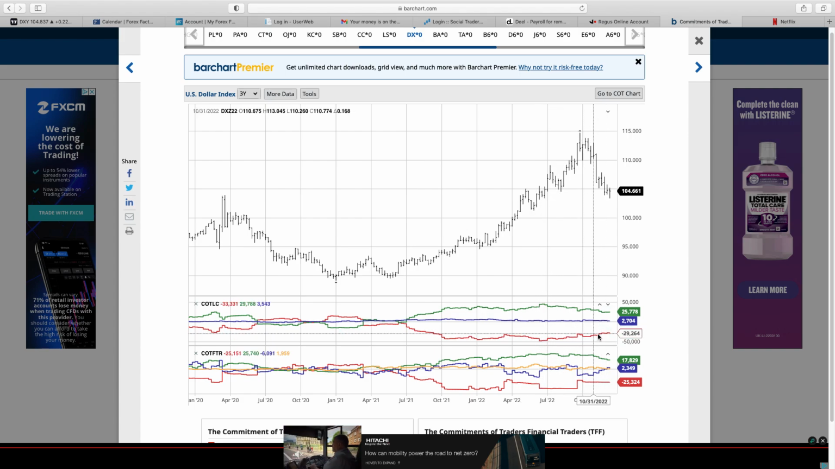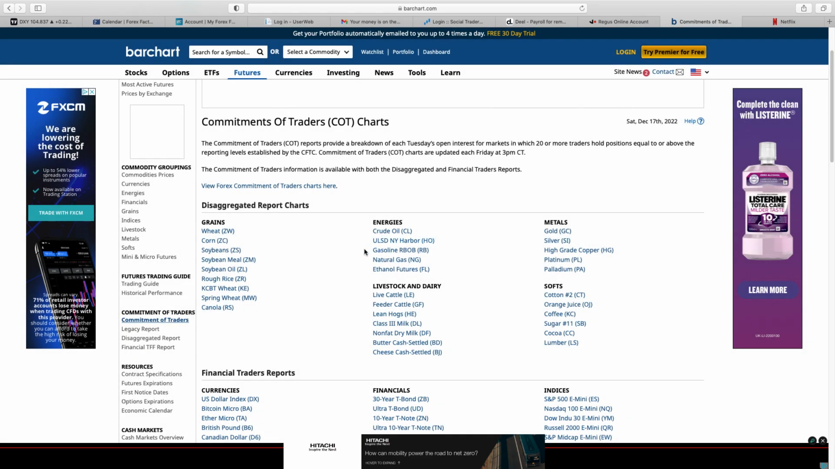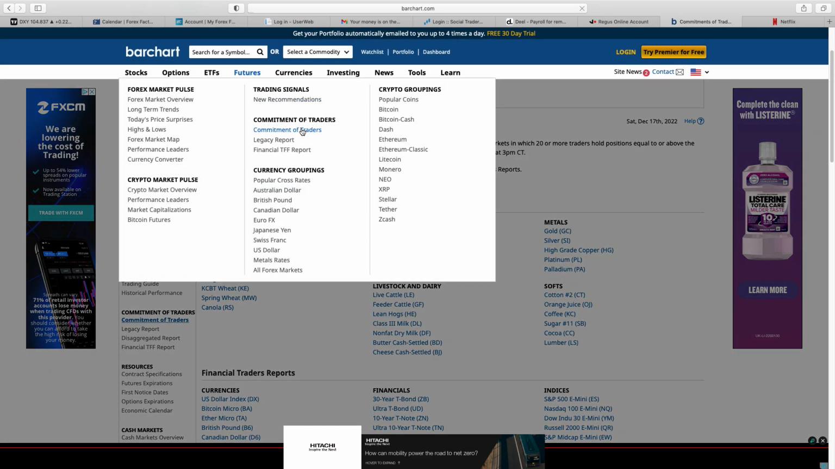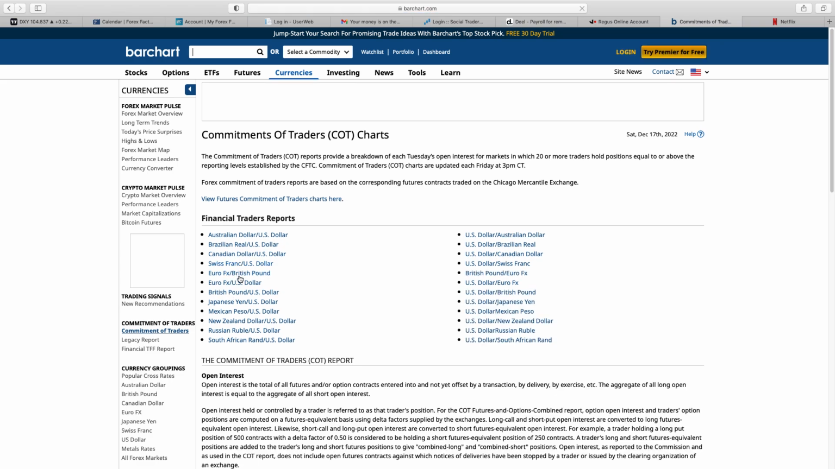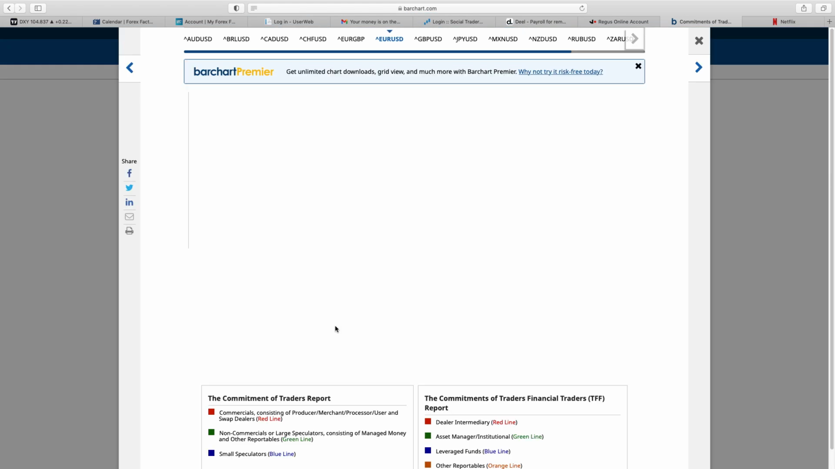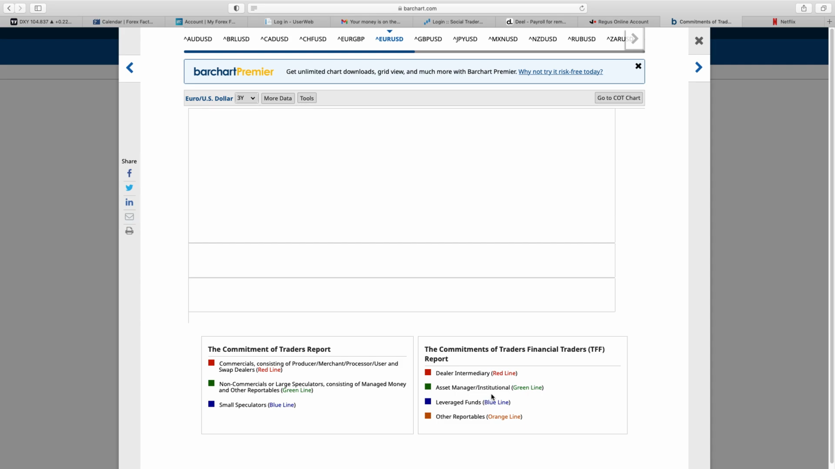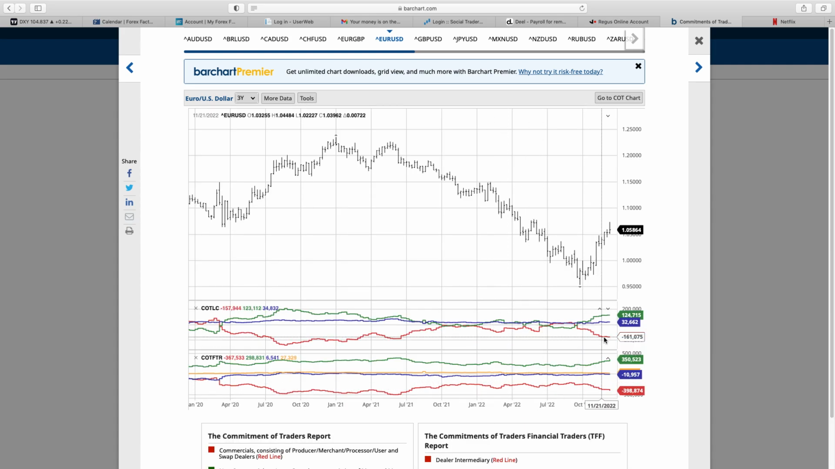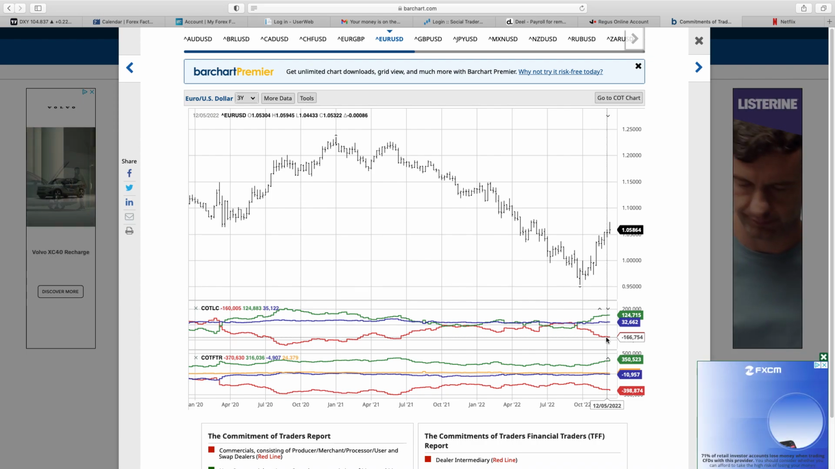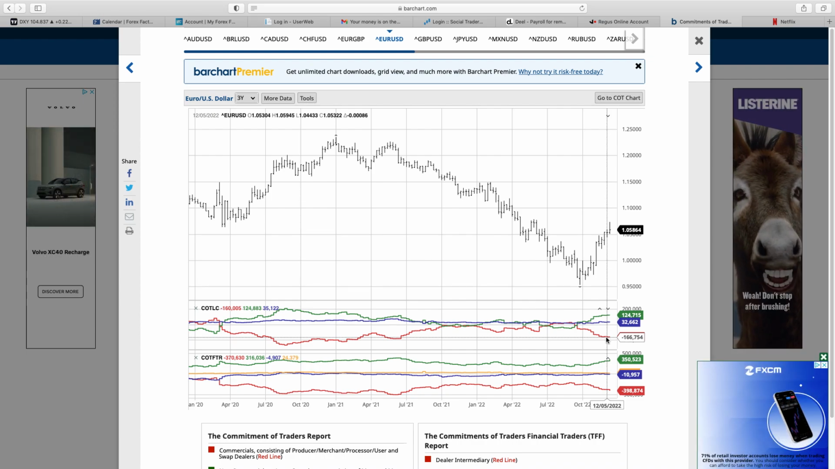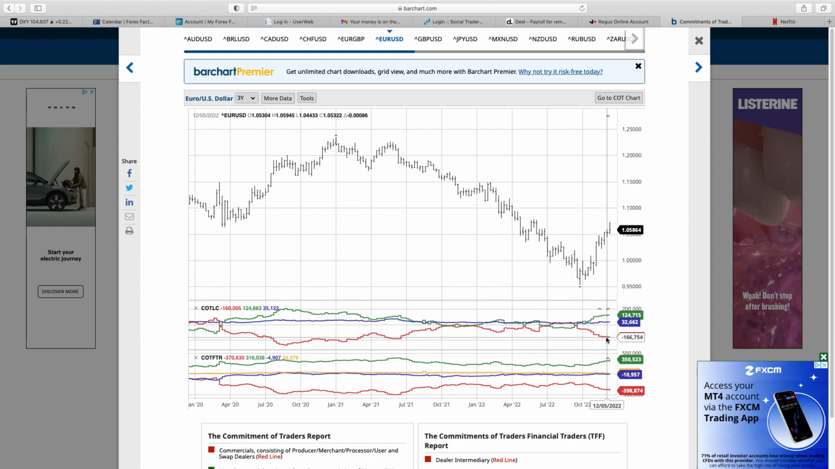From the net short, it's now increasing, going back up to the neutral line. If you go to the currencies, the commingled traders, and we go to Euro USD, you're going to see that it's flattening out. A lot of you ask, why is it flattening out? The reason it seems to be flattening out is because of the time of year that you're in.